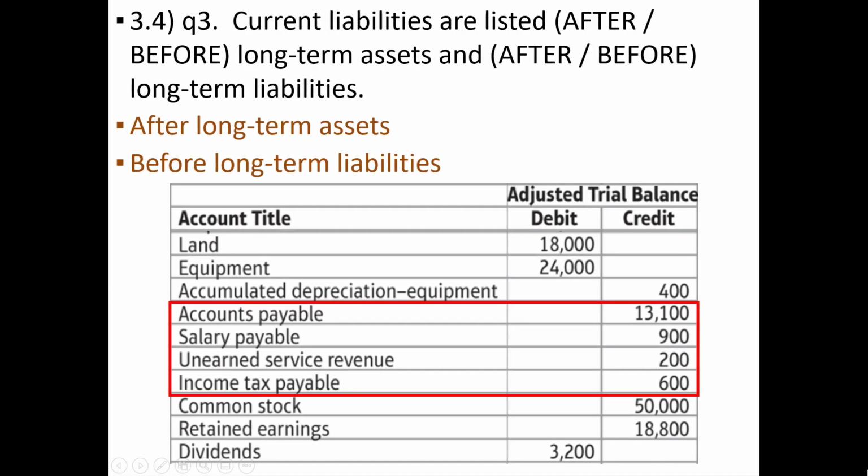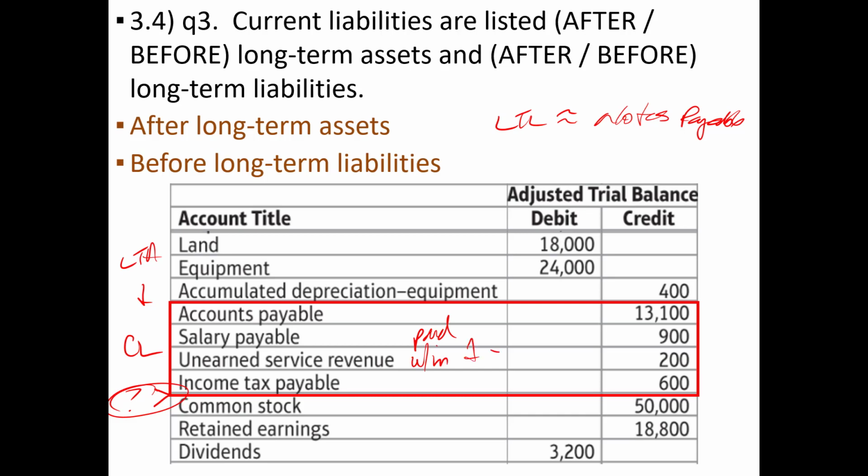Current liabilities, well, there's our long-term assets. They are going to be shown right there, then current liabilities. If we do have any long-term liabilities, a long-term liability would be something like notes payable. If we had a balance, we would see it right down here, after the income tax payable. So these are all going to be paid within 1 year.